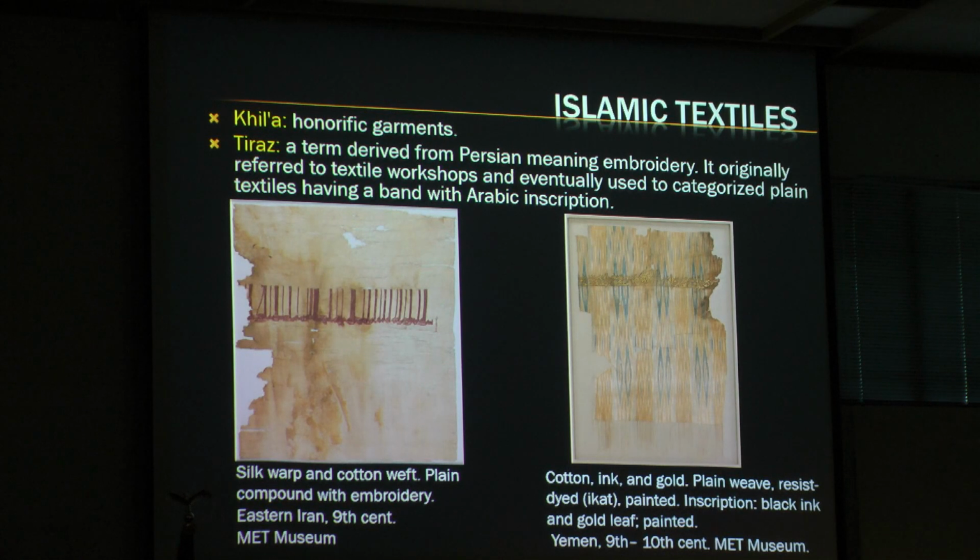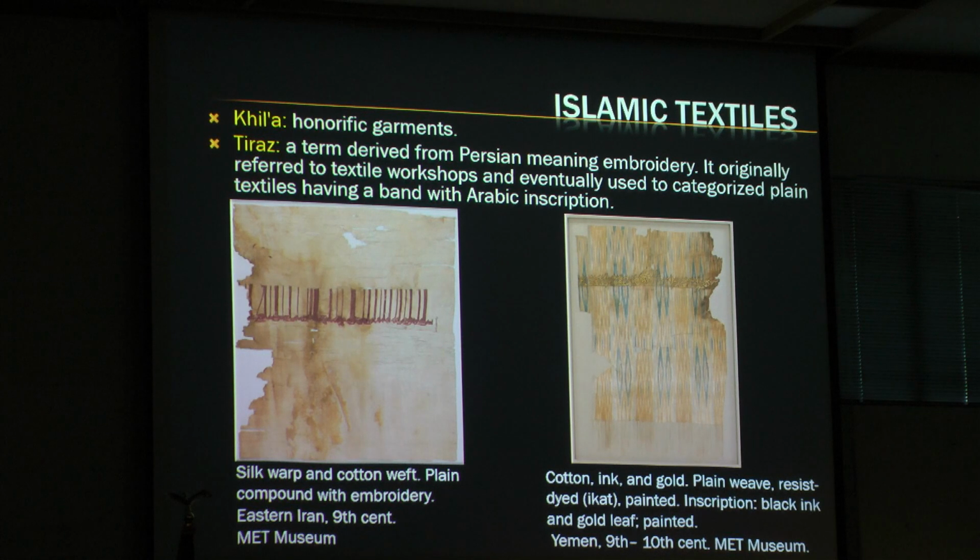Persian meaning embroidery. Now, the tiraz was used to name all the textile workshops that produce a plain compound with a printed, woven, or embroidered inscription, generally Arabic, but also Persian or Syriac. And this type of compound is very simple and spread from the Tarim to the Mediterranean basin. The earliest types that survived to date are datable to the 9th century.